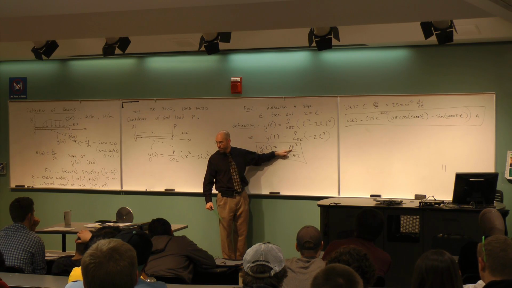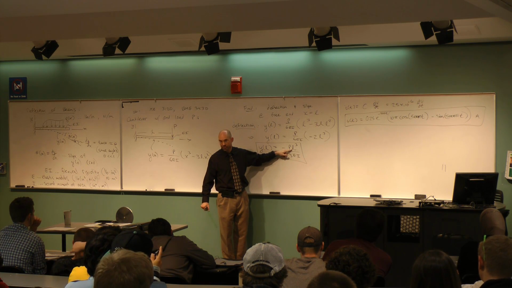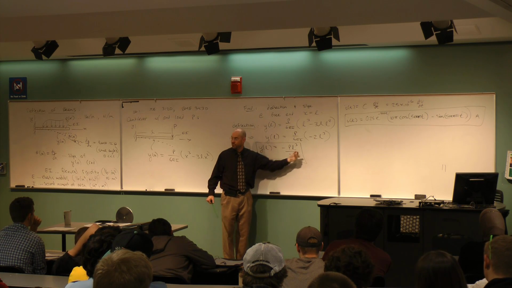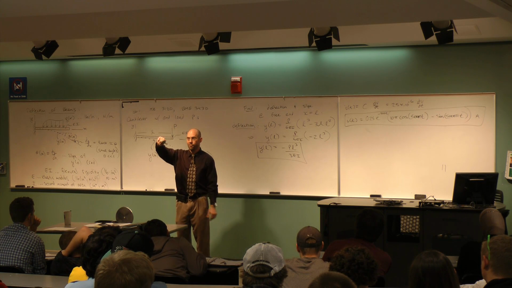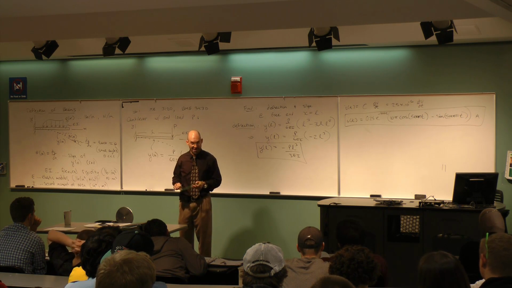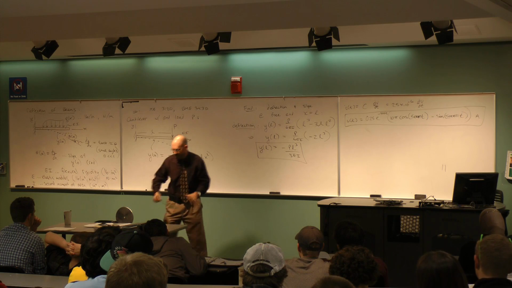Replace L with L over 2. You have to cube it, so it's 1/2 cubed. It's a factor of 8. So clearly this thing is way more sensitive to the length than it is to the material. You make a beam really long, it gets awful flimsy, no matter what it's made out of. That's an interesting result. A steel beam that's long enough, I can bend it with my fingertip. All right, so good.